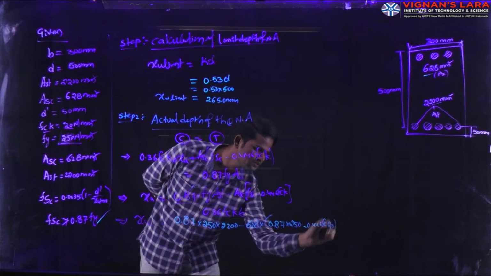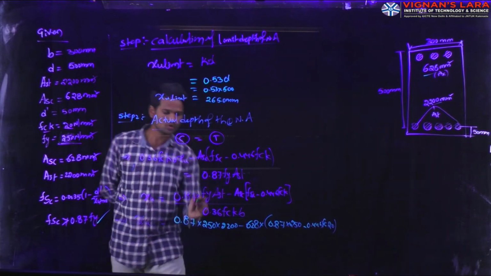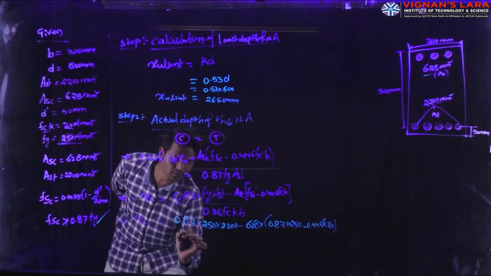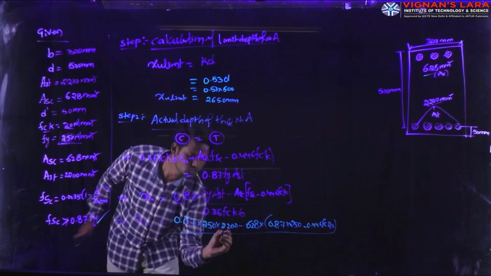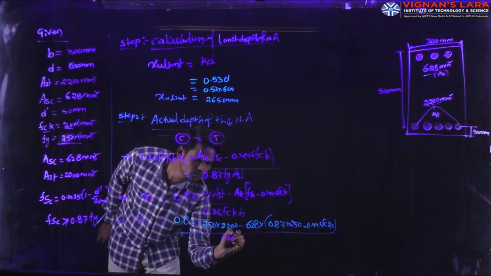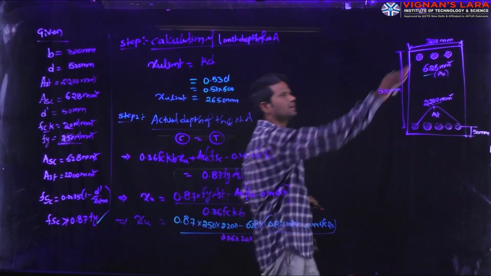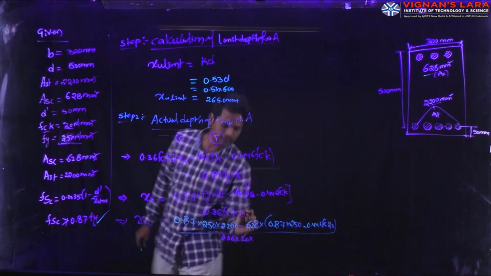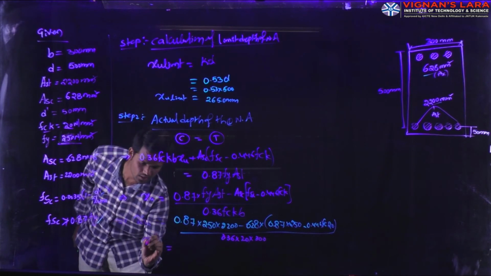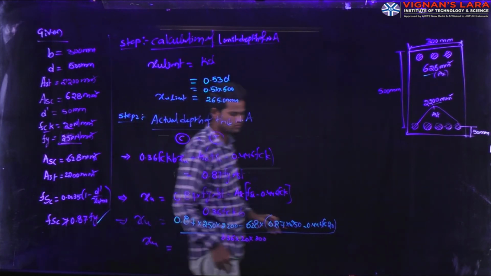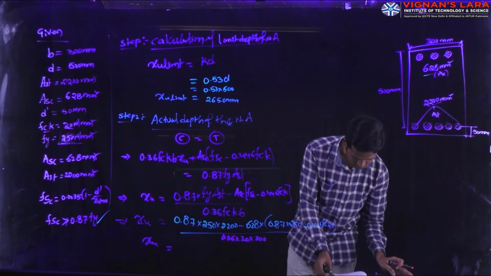That means 0.87 into Fy as 250 Newton per mm square minus 0.446 into FCK, which they are given in the problem as 20, divided by 0.36 into FCK value, which they are given in the problem as 20, into width of the beam, which they are given in the problem as 300 mm. If you calculate the XU value by using your calculator, you will get your entire results.